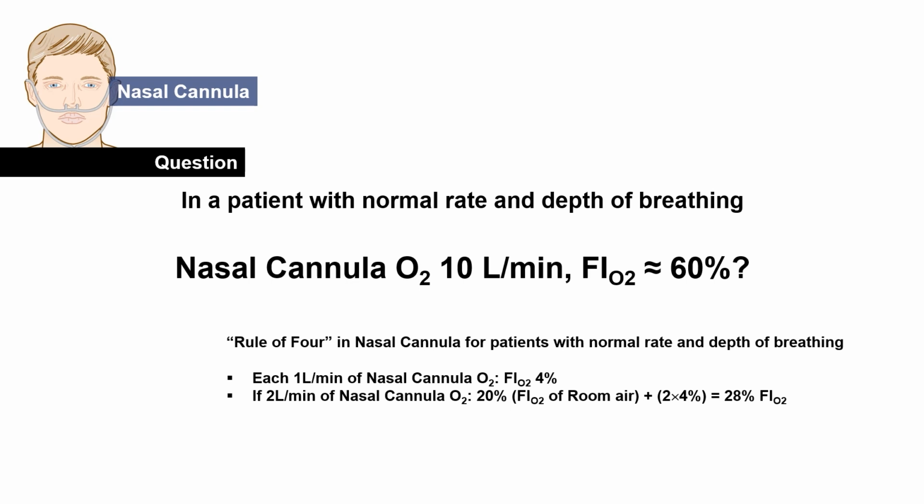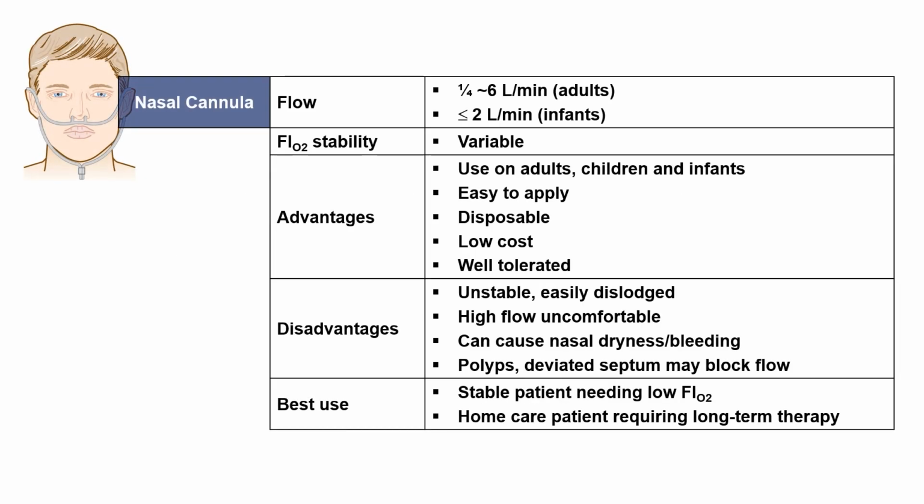Therefore, at 2 liters per minute, the FiO2 is formed by adding 20% room air FiO2 to 2 times 4%, resulting in 28% FiO2. So, for an oxygen flow rate of 10 liters per minute, you would calculate the FiO2 by adding 20% room air FiO2 to 10 times 4%, yielding 60% FiO2. Is it correct? The nasal cannula delivers an oxygen flow of up to 6 liters per minute in adults, and less than 2 liters per minute in infants.